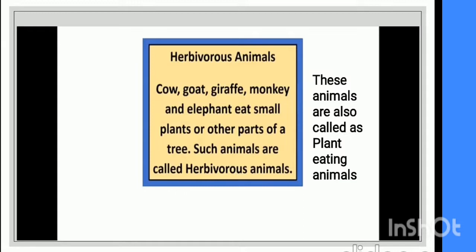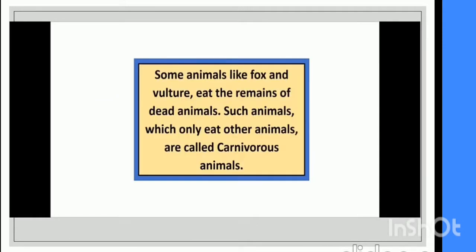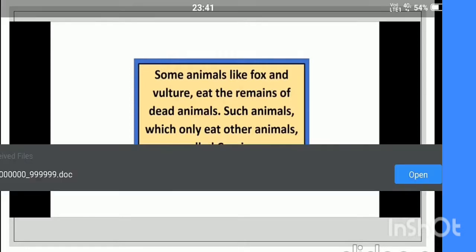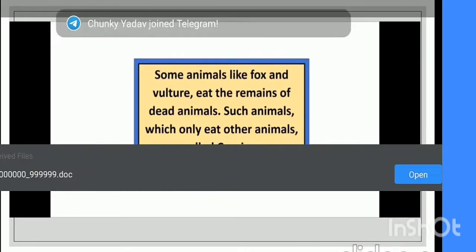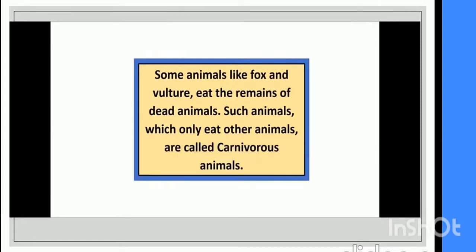Next one is carnivorous animals. The animals such as lion, tiger, fox, these kinds of animals eat the flesh of other animals. So the animals that eat the flesh of other animals are known as flesh-eating animals or carnivore animals. So in this the examples are fox, vulture, lion, tiger, etc.